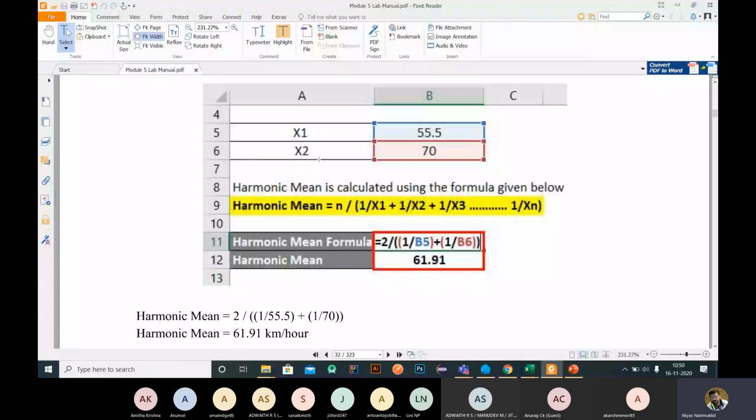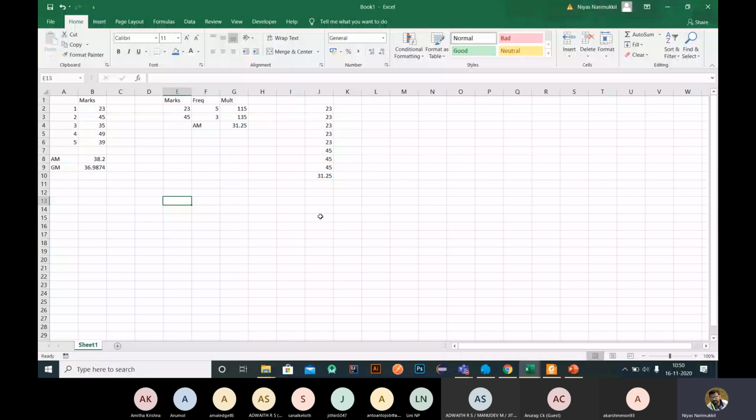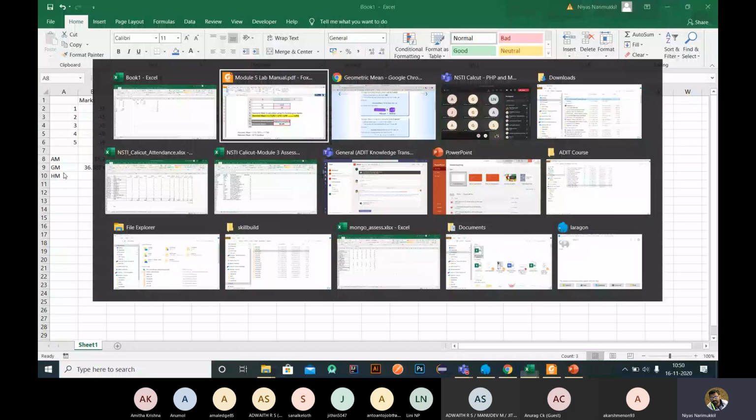Any questions? We need to study some concepts: AM, GM, HM, right? Harmonic mean, geometric mean, and arithmetic mean. These three things are clear, right? Any questions? Any questions, guys?